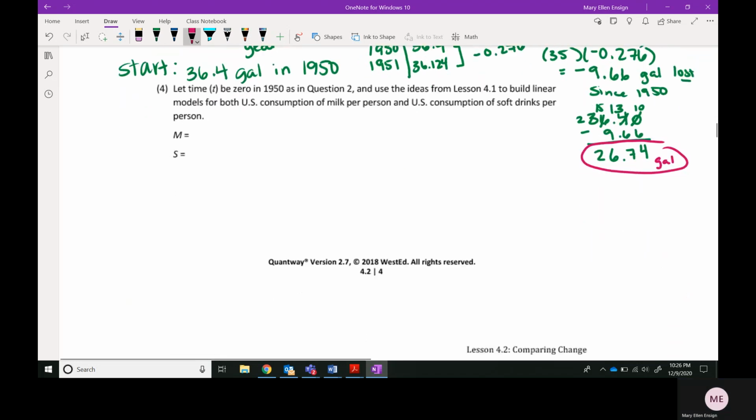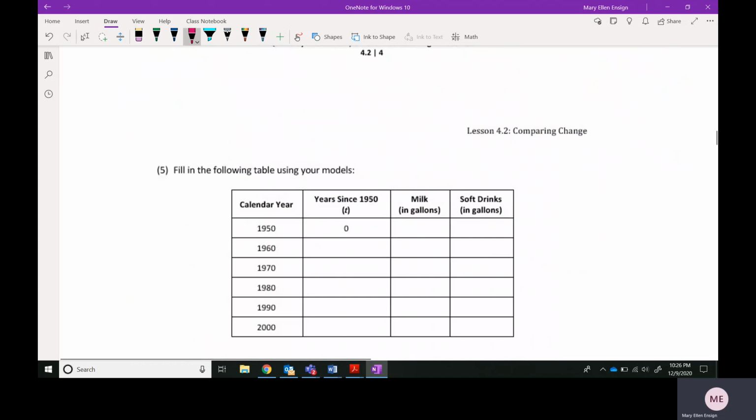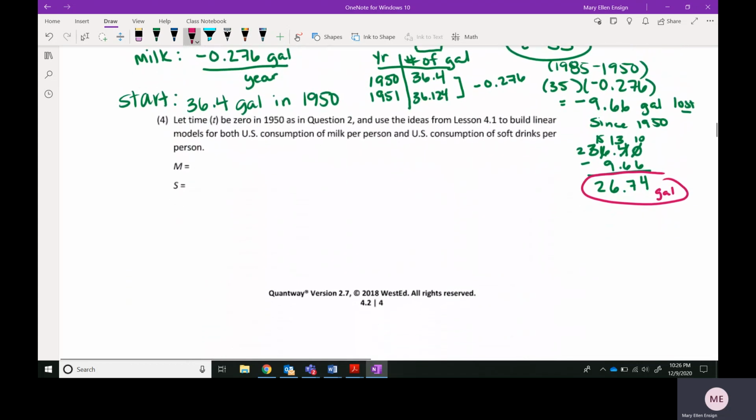Okay, so trying to remember what I'm doing here. Okay, so now we want the time to be 0 in 1950, as in question 2. And use the ideas from lesson 4.1 to build linear models for both U.S. consumption of milk per person and U.S. consumption of soft drinks per person. All right, so I want to talk to you for just a second about, in general, what a linear model looks like, right? We talked about it before.